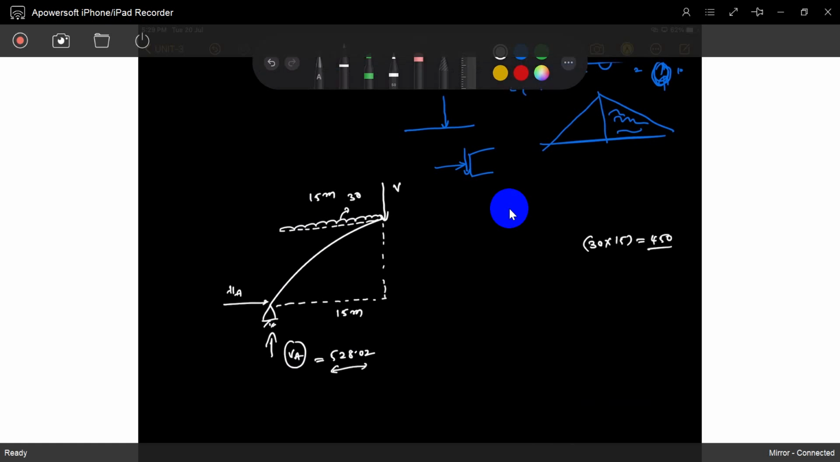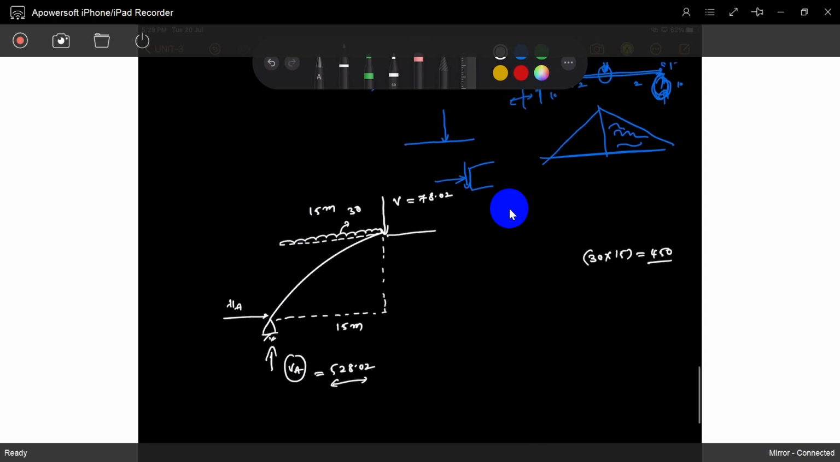So what is V? The remaining is the shear force. At that location, what is the shear force? 450 minus 528.02 gives 78.02. And also at this location we will get H. H is the same thing, this is HA.